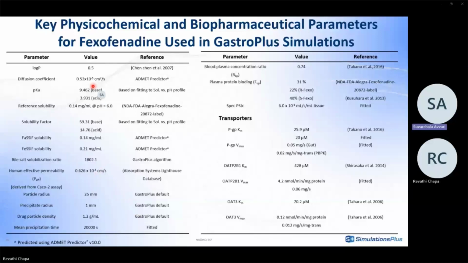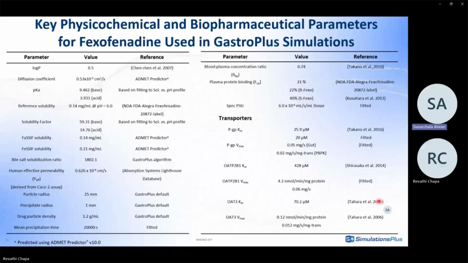And the slide here summarizes the key physicochemical and biopharmaceutical parameters of fexofenadine that were used in the GastroPlus simulations. So fexofenadine is a moderately lipophilic compound with moderate solubility, and it has low protein binding. And fexofenadine is usually administered in the racemic mixture form, the R and S forms, where they exhibit differences in tissue distribution, which results from the differences in protein binding for the R and S forms.